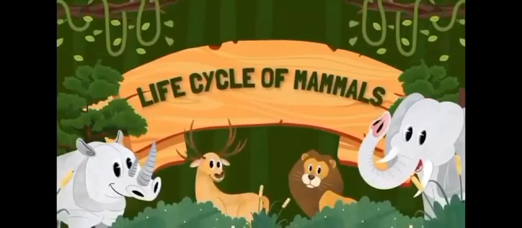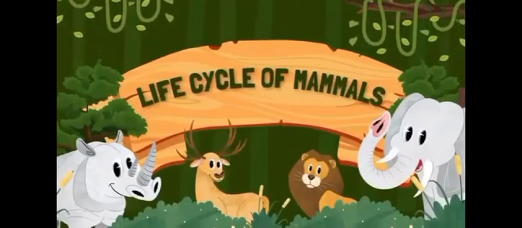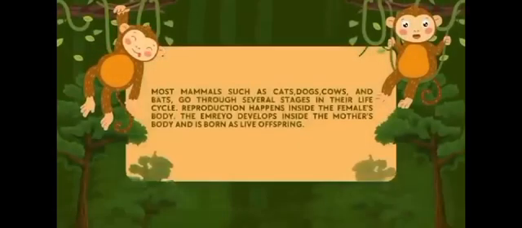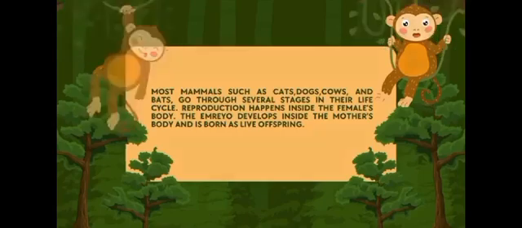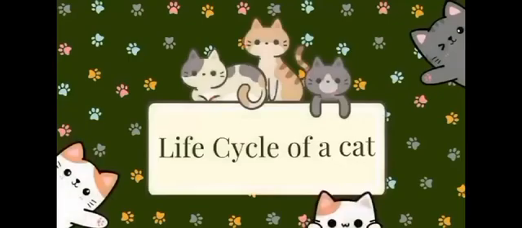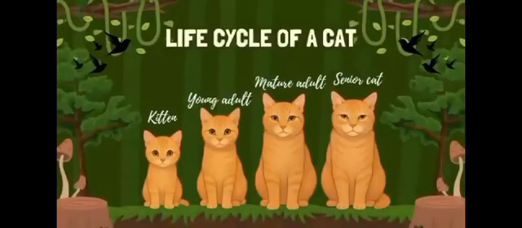Life cycle of mammals. Most mammals, such as cats, dogs, cows, and bats, go through several stages in their life cycle. Reproduction happens inside the female's body. The embryo develops inside the mother's body and is born as live offspring. Life cycle of a cat: kitten, young adult, mature adult, and senior cat.